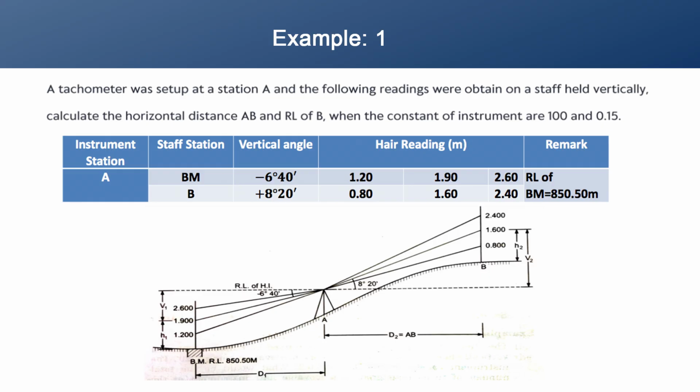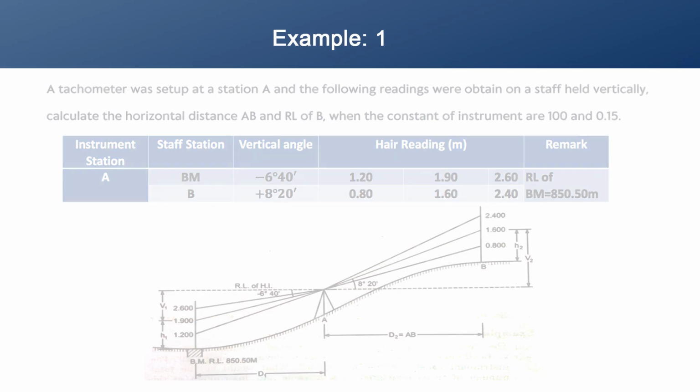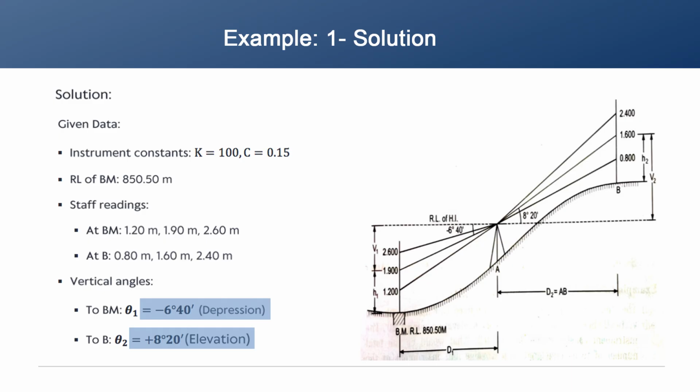A tachometer was set up at a station A and the following readings were obtained on a staff held vertically. Calculate the horizontal distance AB and the reduced level RL of B when the constants of the instrument are 100 and 0.15. So, the readings are given here for you. Let us write down the given data at the first place. The instrument constant K given to you is 100 and C is 0.15.